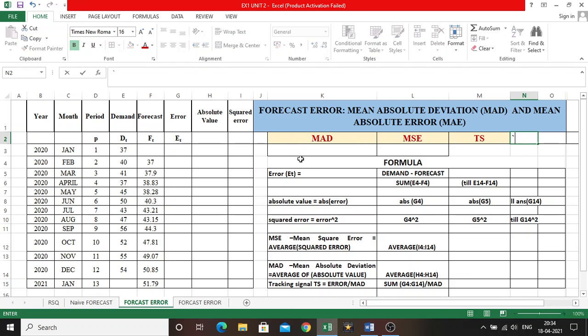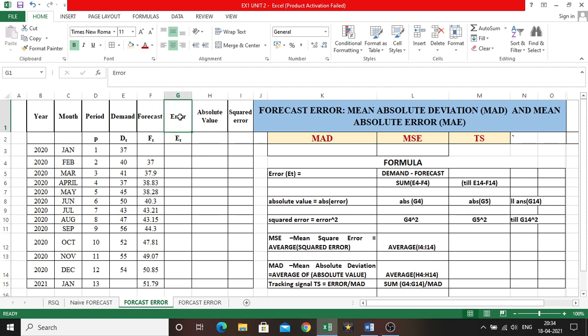The next exercise we are going to see is forecast error. By calculating mean absolute deviation and mean absolute error, we can calculate the forecast error. Here the data is given for the year 2020 from the month of January to December. We have to calculate for the year 2021 January. The data includes period, demand and forecasting values.